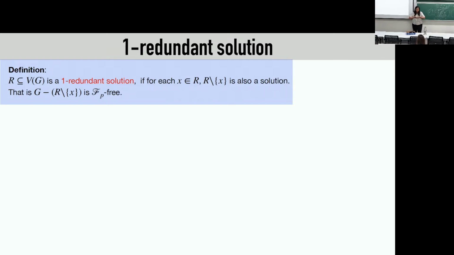Think of it as some approximate solution with the guarantee that the whole set is definitely a solution, but even if I don't pick one of the vertices in the set, the resulting thing is still a solution.